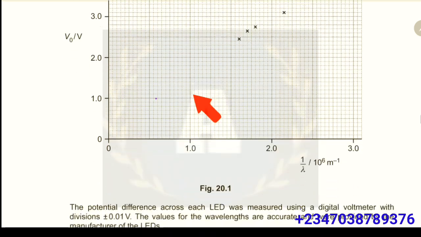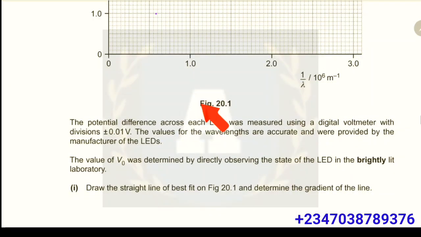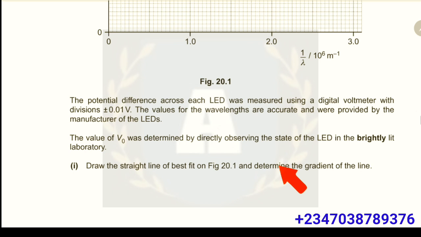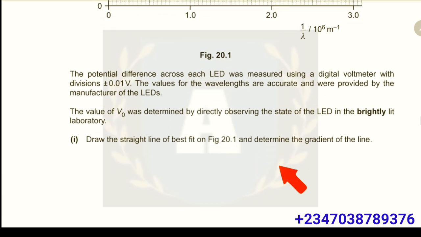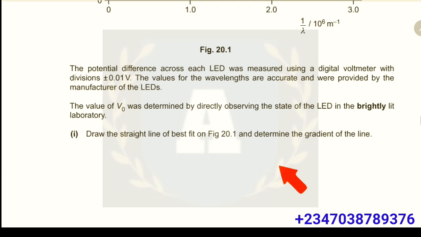Okay, we have seen the grid. The potential difference across the LED was measured using a digital voltmeter with uncertainty plus or minus 0.001. The values of the wavelengths are accurate and were provided by the manufacturer of the LEDs. The value of V0 was determined by directly observing the state of the LED in the brightly lit laboratory. Draw the straight line of best fit on figure 20.1 and determine the gradient of the slope.